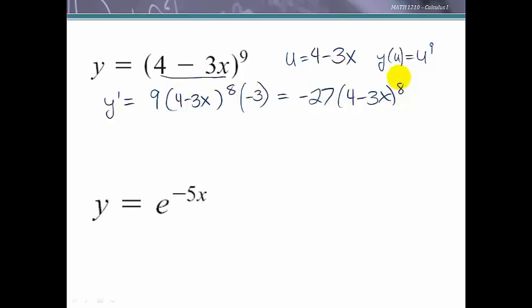Let's look at one more. We learned that the derivative of e to the x was e to the x, but this isn't e to the x. This is actually e to the u. We have our outside function is e to the something, and our inside function is negative 5x. So this is a composition function of e to the negative 5x. So in finding a derivative, I first take the derivative of the outside function. The derivative of e to the u is e to the u, or e to the something is e to the something, so that part doesn't change.